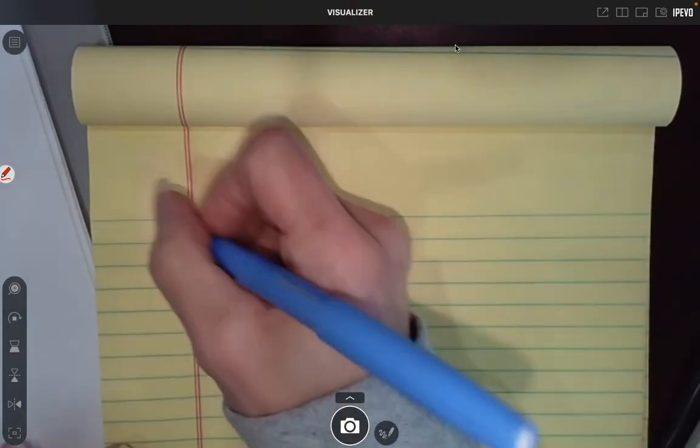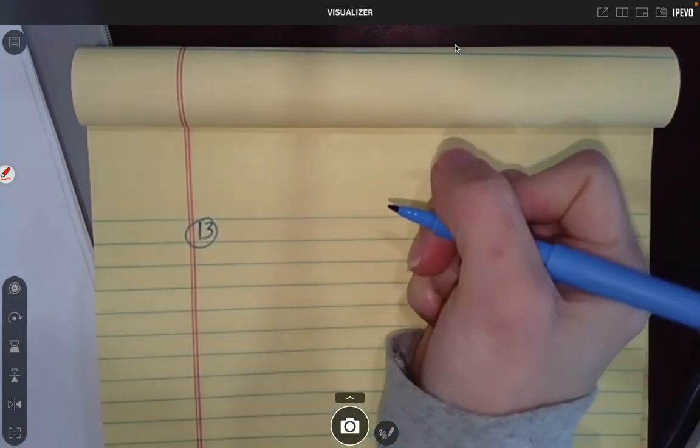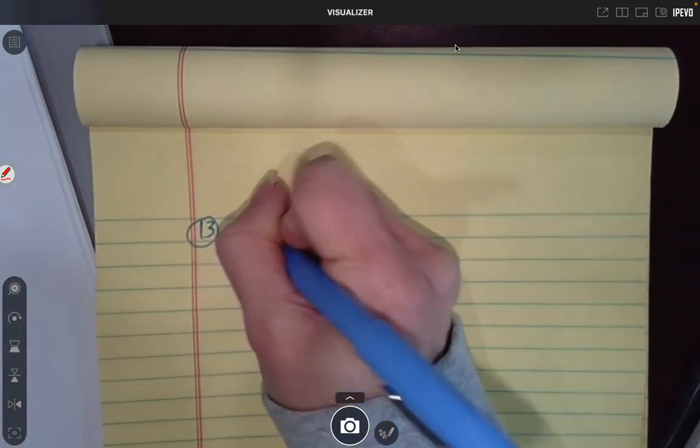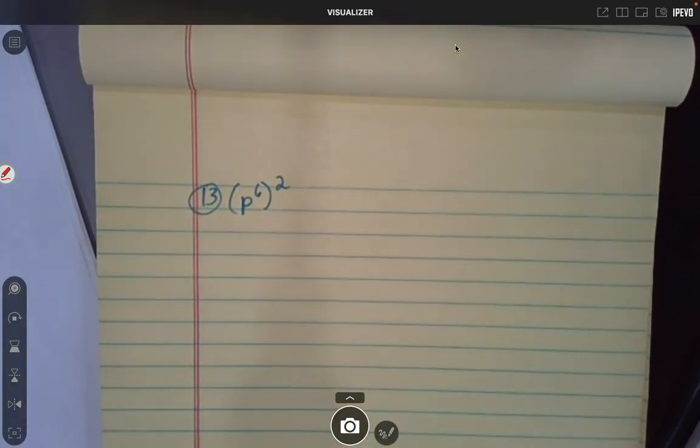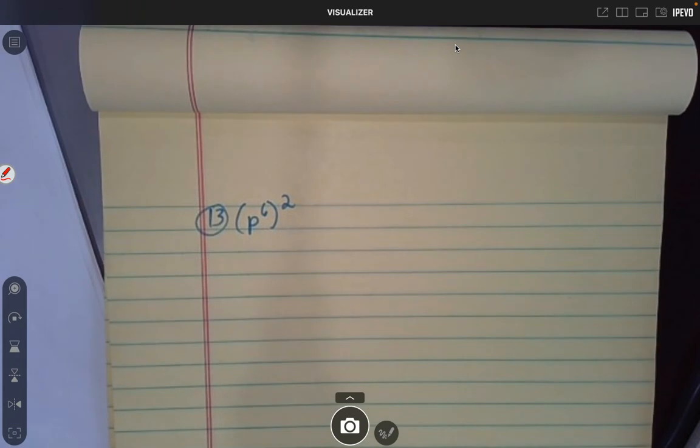Okay, number 13. P to the 6th squared. So the key is remembering the rules. What do you do on this one? You don't add, you multiply.